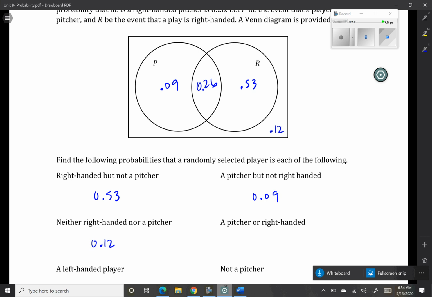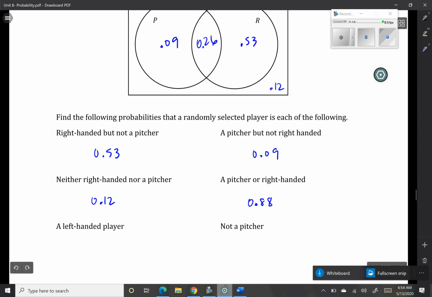A pitcher or right-handed, so that's going to be the addition of these three numbers, or 1 minus this number, so that's going to be 0.88. A left-handed player, so somebody that's left-handed would be the two numbers that are not in the right-handed circle, so that's 0.09 plus 0.12, so that's going to be 0.21. Not a pitcher, so that would be everybody that's not in the pitcher circle, so that would be 0.53 plus 0.12, so that would be 0.65.